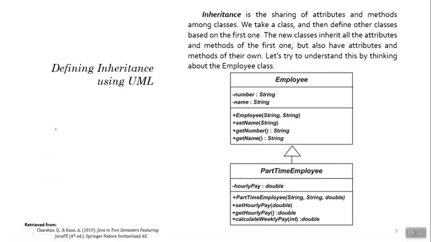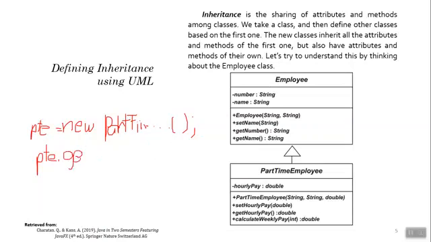So for example, we have created, let's say, PTE for part-time employee equals new part-time employee. So we just created a part-time employee, and this is the object of part-time employee. And then we could also use the methods from our employee class, just like this: PTE, then let's say get number.